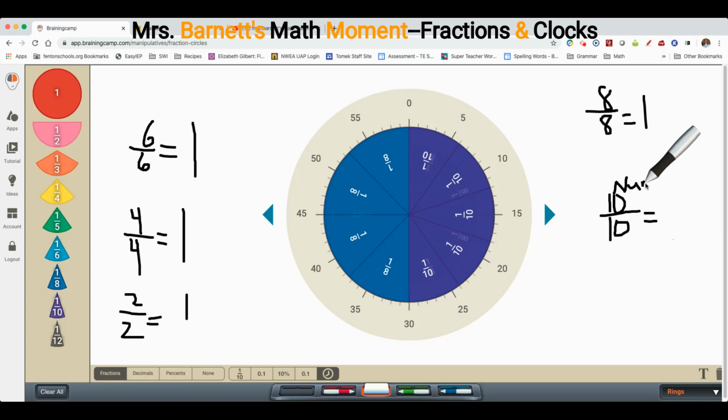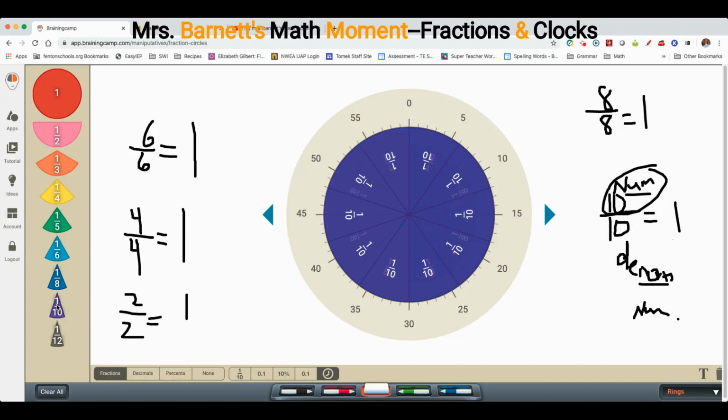Whenever the numerator is equal to the denominator, you're going to get a whole. Numerator means the number of them that you have. Denominator is you are naming the parts it would take to make a whole. So we can keep going. 6, 7, 8, 9, 10.